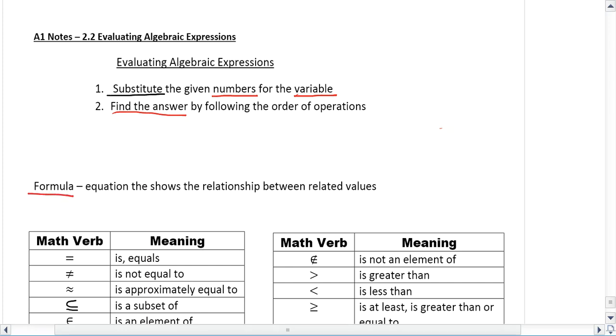This term, formula, I believe you already know. It's an equation that shows the relationship between some values. I hope you've seen many formulas. One that we did in pre-algebra was a squared plus b squared equals c squared. And the relationship that this formula shows are the sides of a right triangle. When you square the two legs and add them, it's equal to the hypotenuse squared. There's many formulas in science and math, and so we need to get used to working with these.